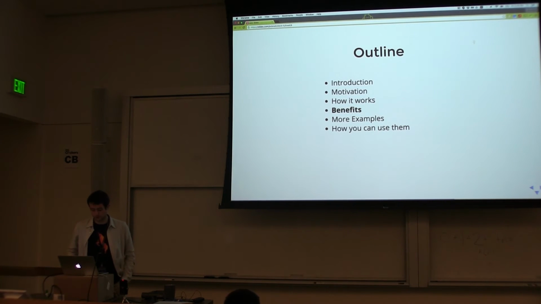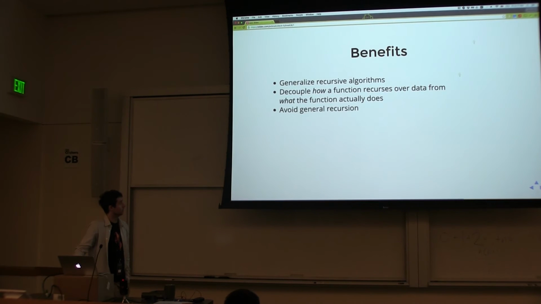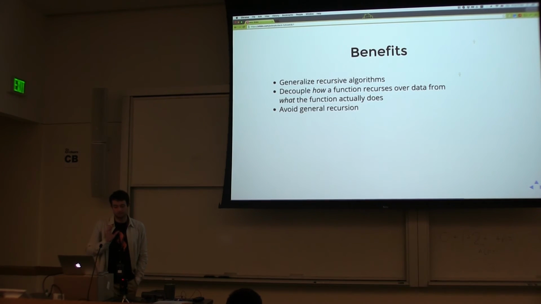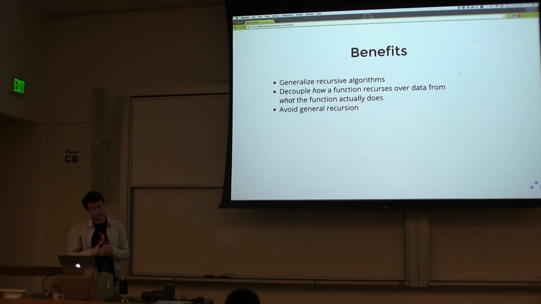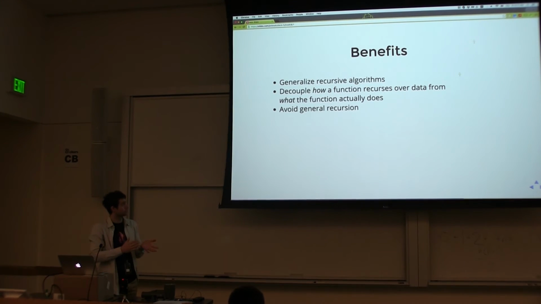Okay, so briefly talk about the benefits, or at least the ones I perceive. So I think it's great because it allows you to generalize recursive algorithms. So you're defining catamorphisms, anamorphisms, all the other transformations that we saw one time on Fix, and then all your data types in your code base, as long as you define them in this style, you get to use all these recursive algorithms on these data types. The other benefit that it has, which is actually quite interesting, is it decouples how a function recurses over data from what the function actually does.